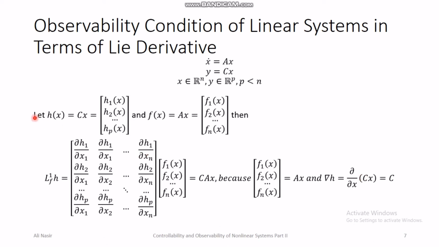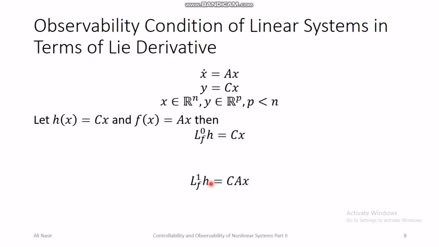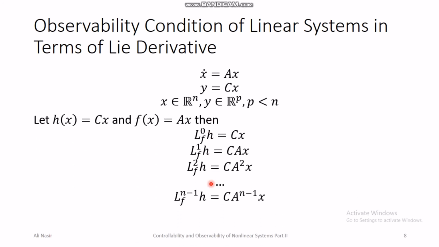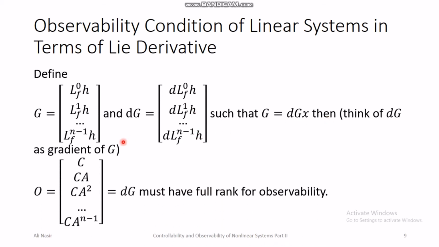We defined h of x equals c times x and f of x equals a times x, and then the Lie derivative was just c times a times x. And we looked at the Lie derivative of all the orders. We stacked them together, and we saw that this is something very similar to the observability matrix. So if we define the G matrix to be the matrix of Lie derivatives, then the gradient of the G matrix is nothing but the O matrix, which is the observability matrix. So this must be full rank for observability.